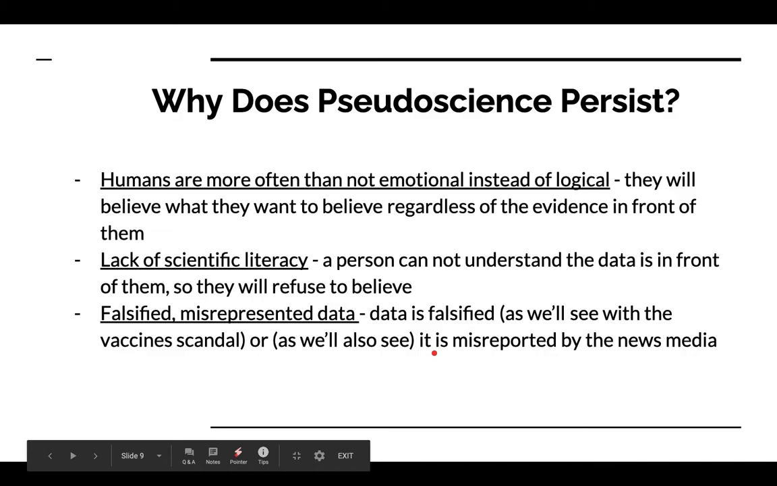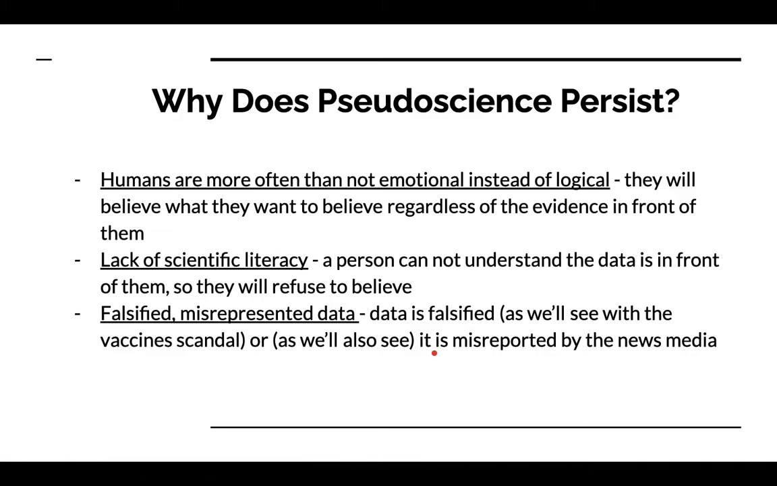Other times, it's not that the data is falsified. The data can be accurate, but it can be misreported by news media. News media can say this is a big breakthrough, this is going to change society, when no, it's not really going to happen. As a result, things tend to get blown out of proportion, and people are led astray when they see these reports in the news media and develop misconceptions, as we'll see down the line in 1.3 when we look at scientific journalism.